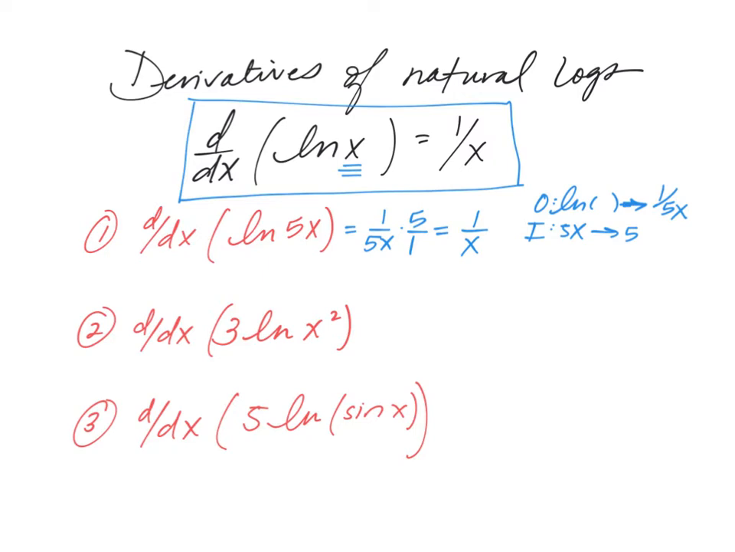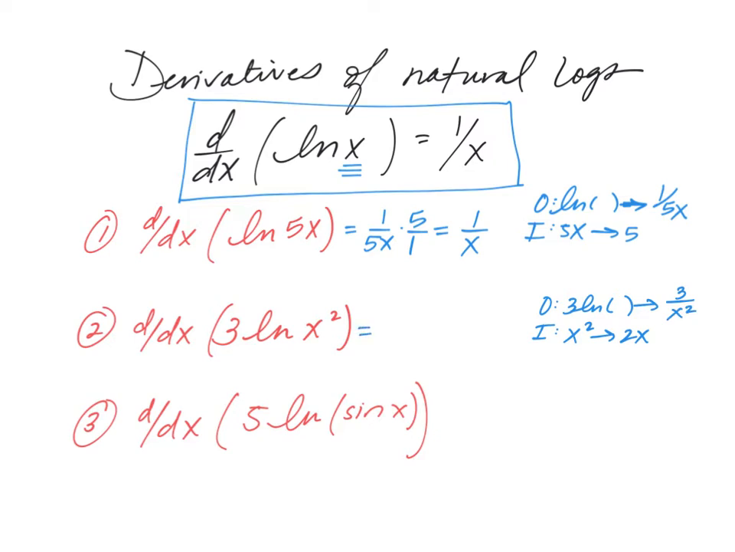Now in number 2, we have a slightly more complicated but still two-level chain rule function. My outside is 3 natural log, and my inside is x squared. The derivative of x squared is 2x. Now pay close attention here. The derivative of 3 natural log is 3 over whatever started inside. So in this case, it'll be 3 over x squared.